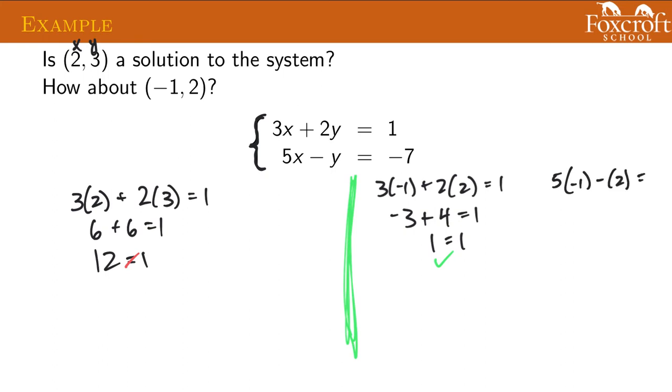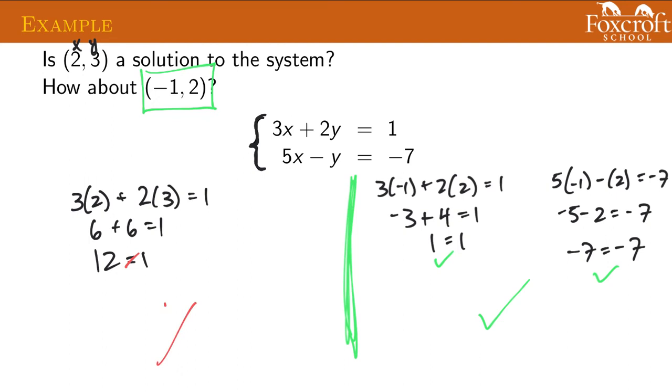5 times -1 is -5. -5 minus 2 is -7. And again, we get something that is true, so that's also right. So there's one point, -1, 2, that solves both these equations, which means -1, 2 is a solution. So that one is, this one is not. Whenever we're asking, is something a solution to the system? Again, it's important we're talking about a system. It has to solve multiple equations at the same time.